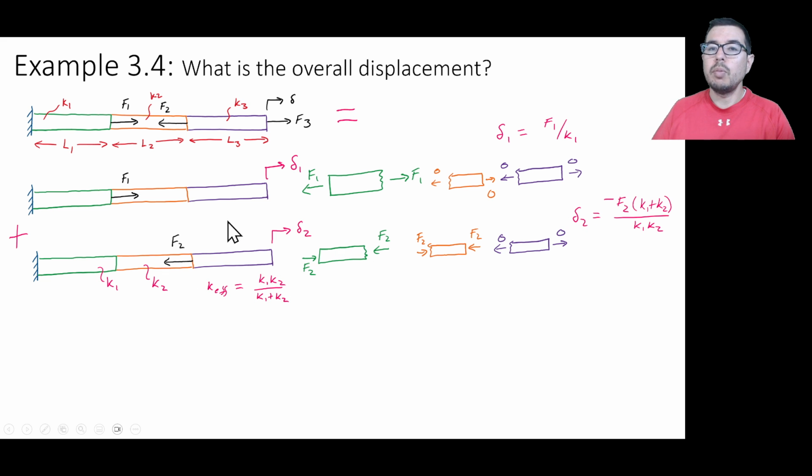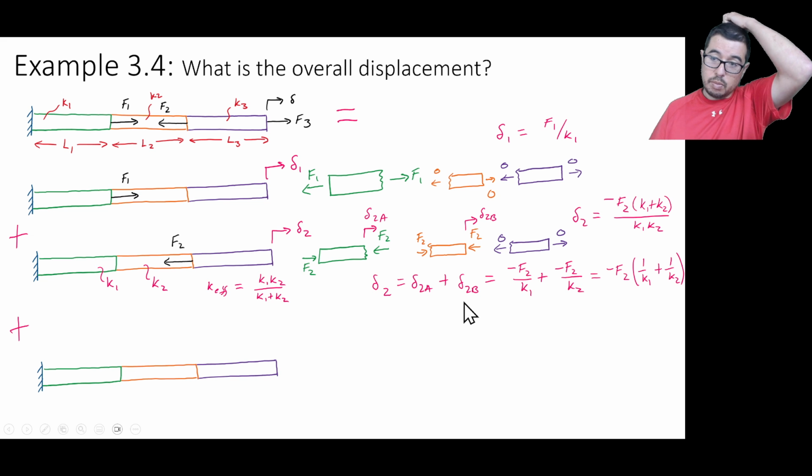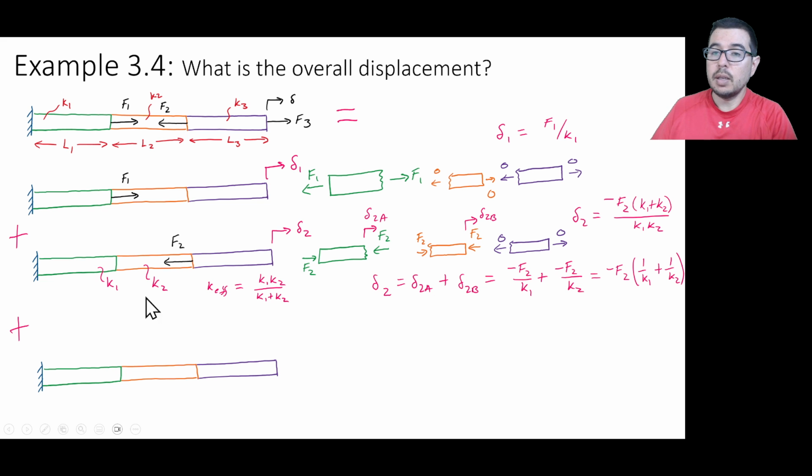Now, what about the third contributor to this system? We can write it out as follows. The other way to think about the displacement delta 2 is to say that we have a delta here and a delta here, and we can calculate each one of those deltas based on the internal force F2, and that's what you see here: minus F2 over K1 plus minus F2 over K2, and so this is exactly the same expression for delta 2.